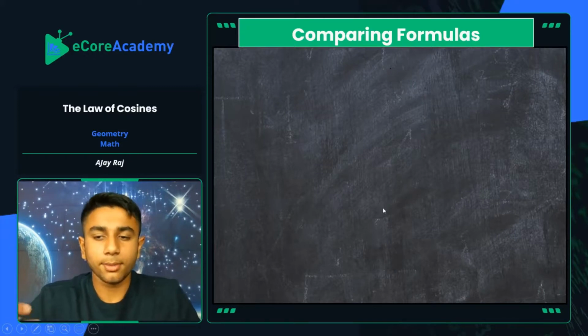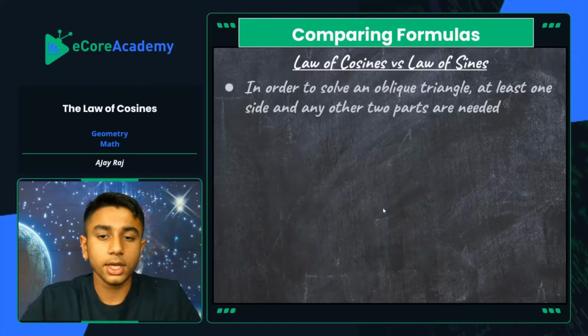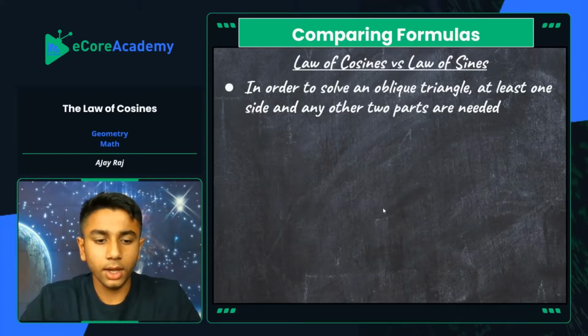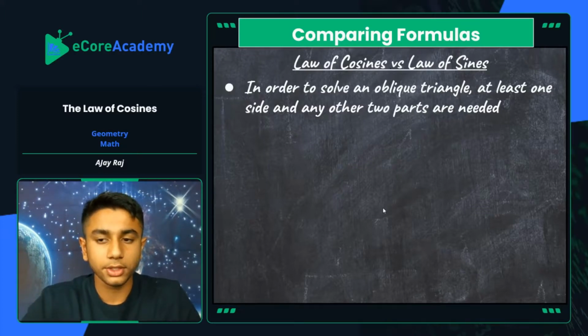All right, now let's look at a comparison of the two formulas of focus, which were the law of sines and the law of cosines. So it's law of cosines versus law of sines. In order to solve an oblique triangle, at least one side and any other two parts are needed. Like I showed you before, if you're looking for a side length, you need at least two other parts. But in this case, for the law of cosines, you need your given angle, and then of course your two other side lengths.